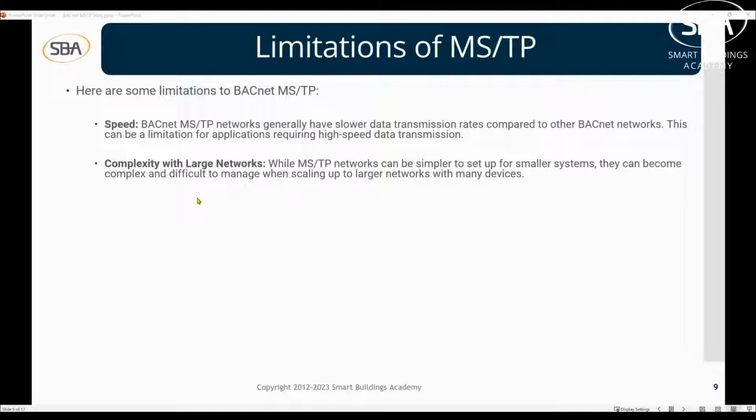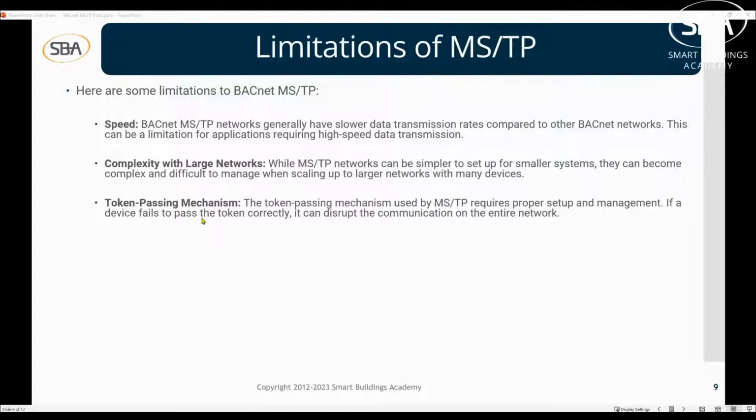So MSTP networks can be simpler to set up for smaller systems, and they can become complex and difficult to manage when scaling up to larger networks with many more devices than you planned on. The token passing mechanism used by MSTP requires proper setup and management. If a device fails to pass the token correctly, it can disrupt the communication on the entire network. So if you lose one, you can actually interrupt the whole network.